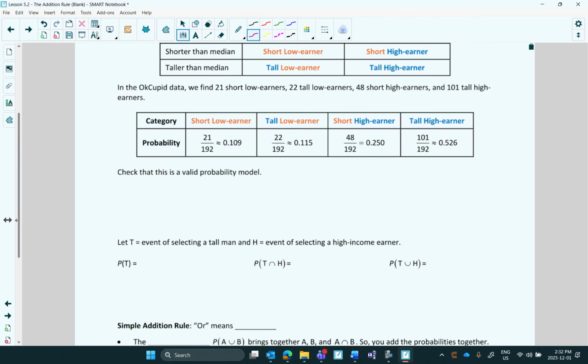Is this a valid probability model? Do you remember the two conditions it has to meet? They all have to add to 1, and they do. All probabilities add to 1. Because if they didn't, something's missing and we can't answer the questions correctly. And they have to be between 0 and 1.